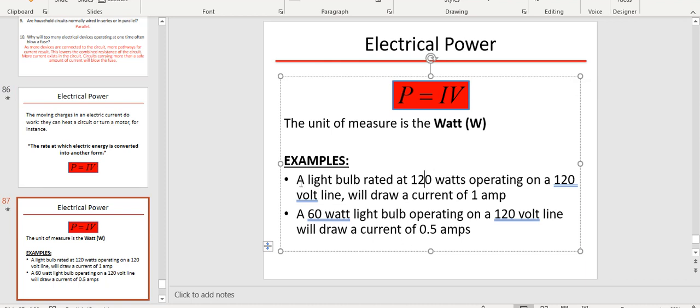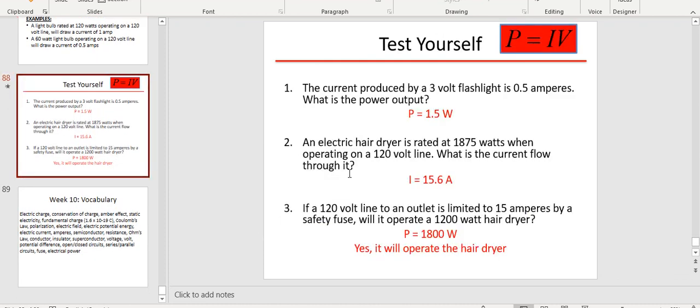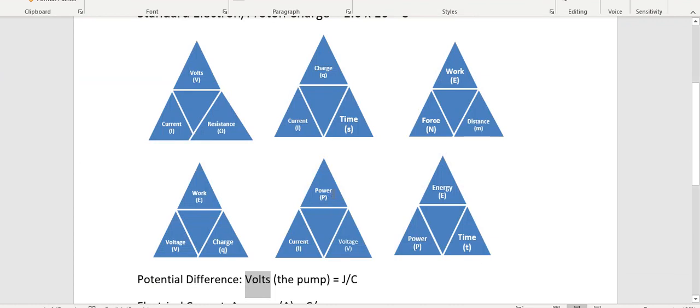A light bulb rated at 120 watts operating on a 120 volt line will draw a current of 1 amp. Plug your numbers in, play, next question. A 60 watt light bulb operating on a 120 volt line will draw a current of 0.5 amps. So it's just a matter of flipping these guys around, plugging and playing, okay? And here's some examples. I didn't even bother to put in how to because you're just using this formula right here. But be careful.